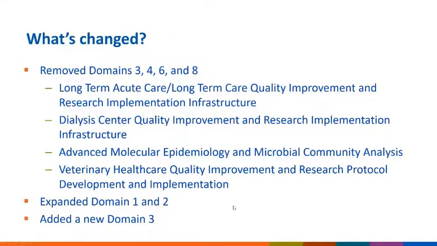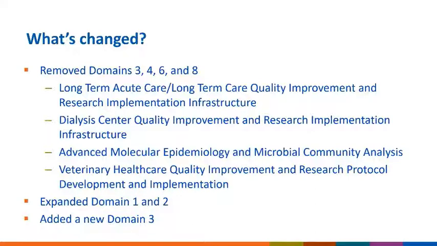So what's changed? I'm going to refer to them by domains, but then I'll also go over what the titles are. We did remove domains 3, 4, 6, and 8. So during 2016-2021, we have not put out any task orders under domain 6, which was our advanced molecular epidemiology and microbial community analysis domain.